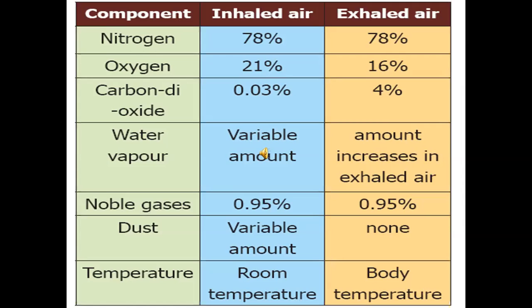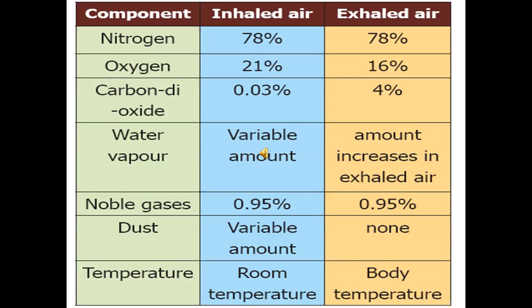Let us have a look at the following table to compare the composition of inhaled and exhaled air. Nitrogen: inhaled air 78%, exhaled air same 78%. Oxygen: inhaled 21% and exhaled 16%. Carbon dioxide: 0.03% in inhaled and exhaled 4%. Water vapor: variable amount, and the amount increases in exhaled air.